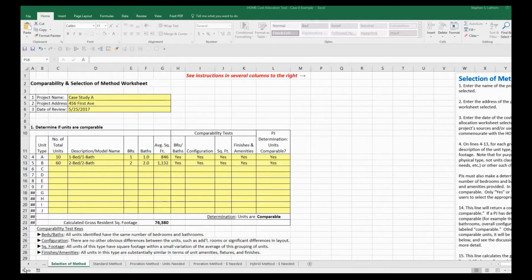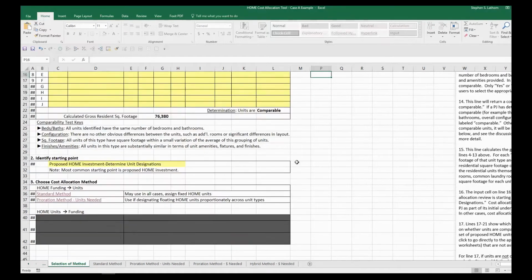So as we look at this example, we're again working from case study A, which was a 70-unit project with 10 one-bedroom and 60 two-bedroom units. We've determined that within each of these groupings of units, the units are comparable, which allows us potentially to use the proration, and in this case, the hybrid method. So we're starting here on the selection of method page. All the information is the same from when we did case study A.